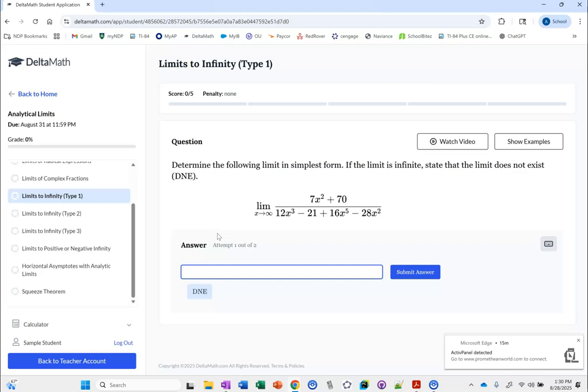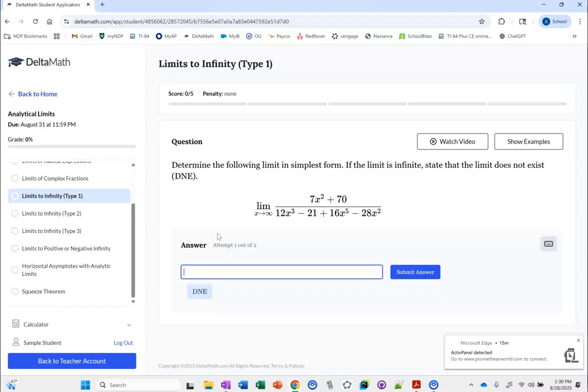I have a polynomial that's positive, going to infinity. The y goes to infinity, right? I have another polynomial whose leading term is positive. Again, the y goes to infinity. This is like infinity over infinity. It's an indeterminate. Okay with that?